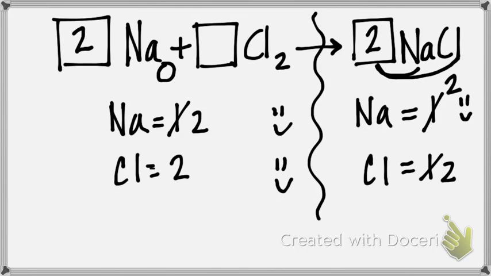Now I check it. My 2's match, my 2's match. Everybody's happy, it's balanced. Now there are some of you that will not be able to take the fact that the box in front of the Cl2 is empty, and if you are one of those people, you put a 1. So it's balanced with a 2, 1, 2.